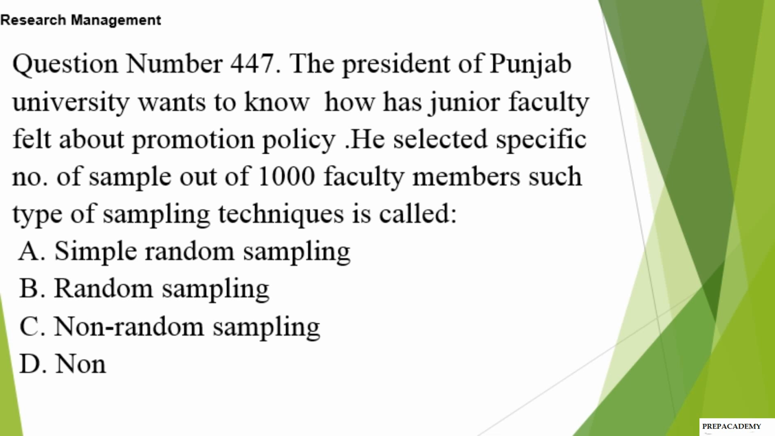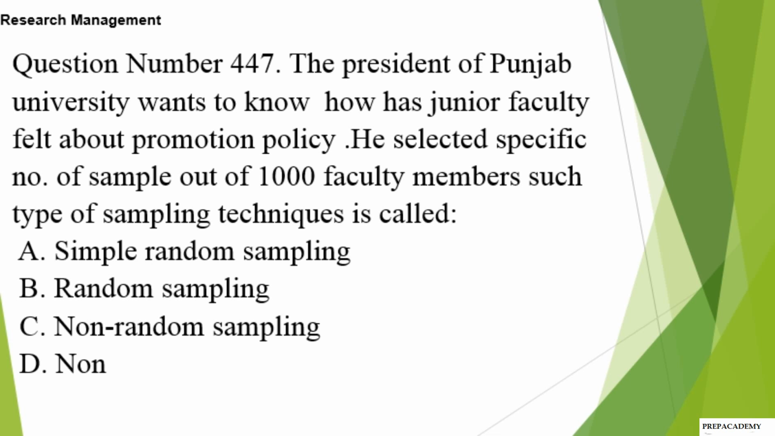Question number 447. The president of Punjab University wants to know how junior faculty feel about the promotion policy. He selected a specific number of samples out of 1000 faculty members. Such type of sampling technique is called A. Simple random sampling, B. Random sampling, C. Non-random sampling, D. None. The correct answer is option C.